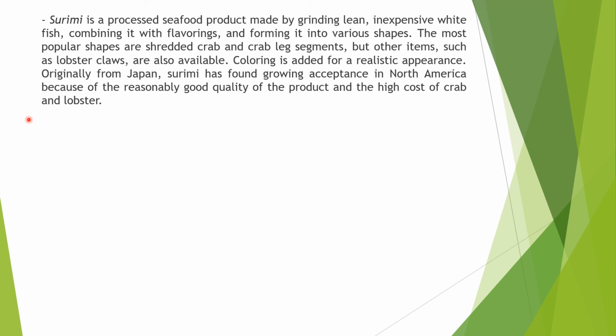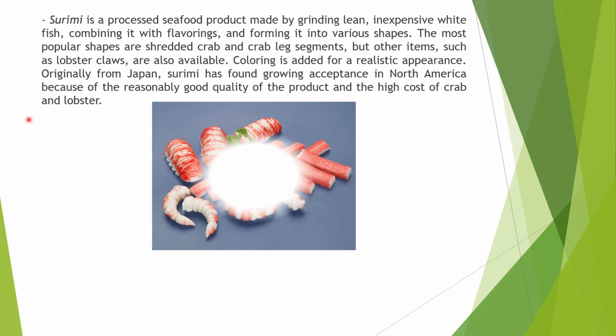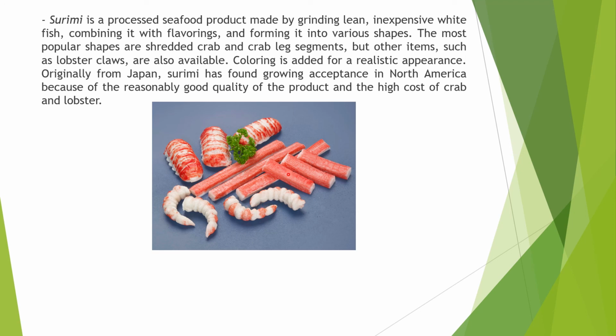This part over here is the surimi. And what is surimi? Over here you can find an example of the surimi. It's a processed seafood product made from grinding lean, inexpensive white fish combined with flavoring and forming it into various shapes. The most popular shapes are shredded crab and crab leg segments, which are these ones over here.